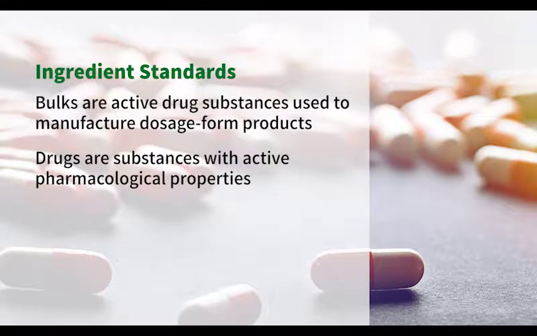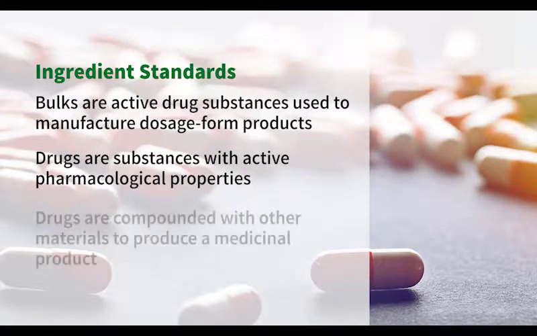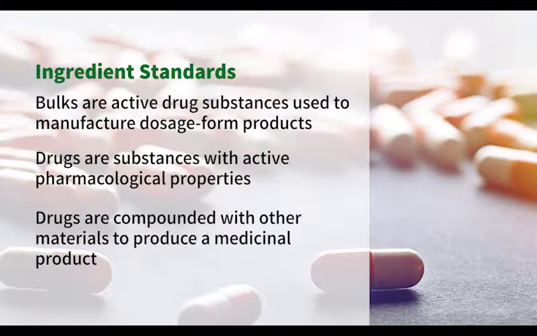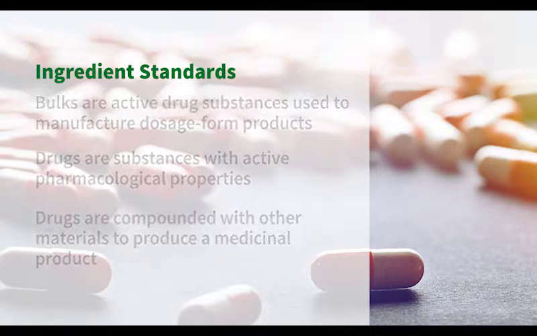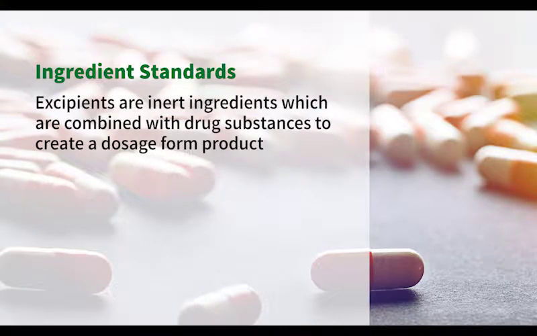Drugs are substances with active pharmacological properties in humans and in animals. And drugs are compounded with other materials such as pharmaceutical necessities to produce a medicinal product for patient use. Excipients are inert ingredients which are combined with drug substances to create a dosage form product. But what is an excipient? What does that mean?